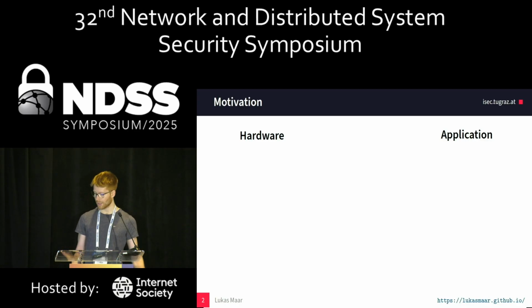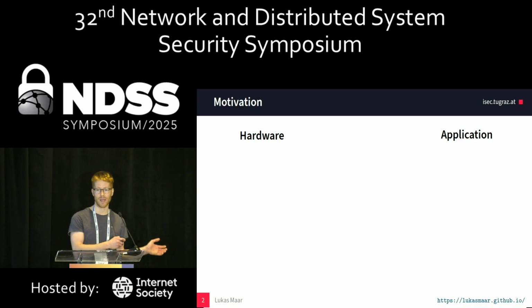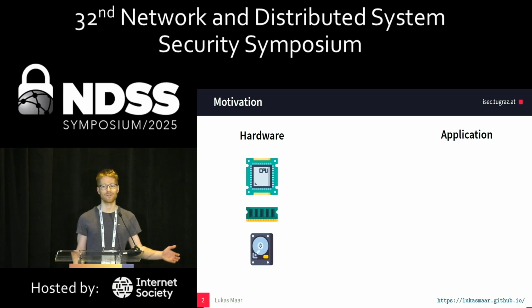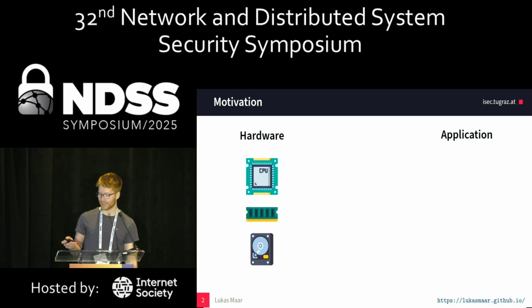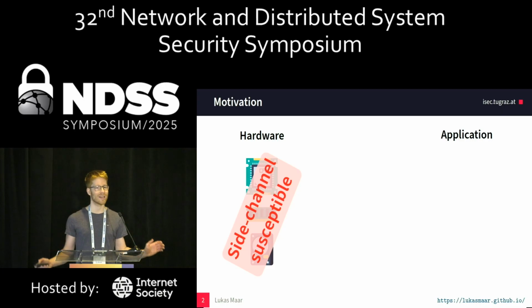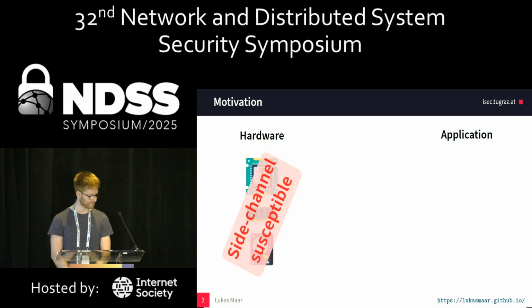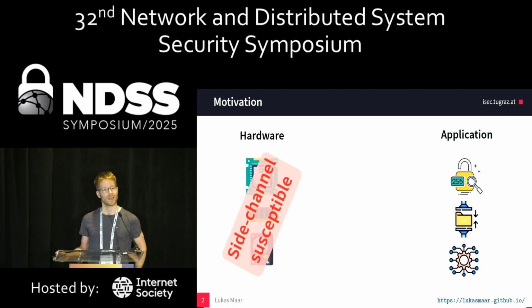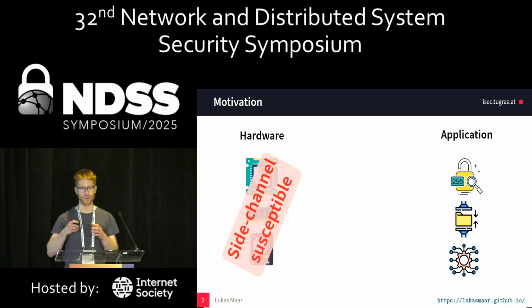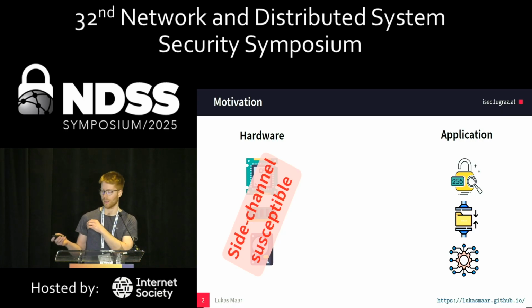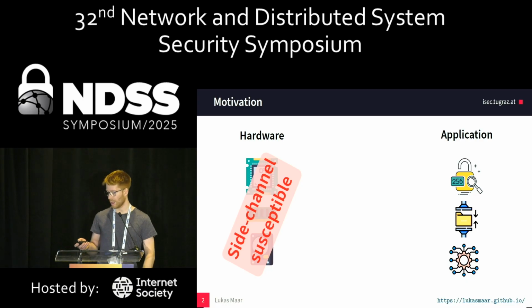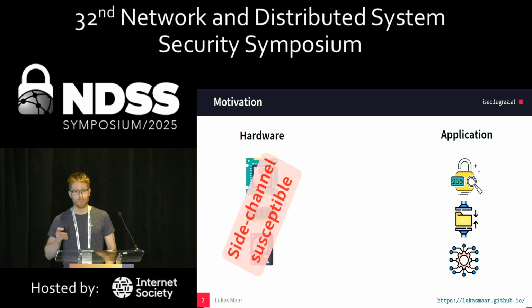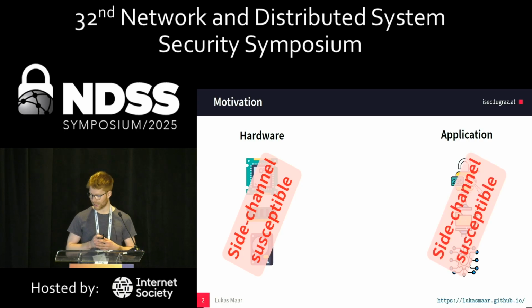A typical system mostly consists of a hardware level and an application level. On a hardware level, there are different entities, for instance, the CPU, the RAM, and the disk. And we all know these entities are susceptible to side channels. Similarly, on an application level, we have, for example, cryptographic algorithms, we have compression algorithms, and other stuff, which may also introduce side channel leakage.